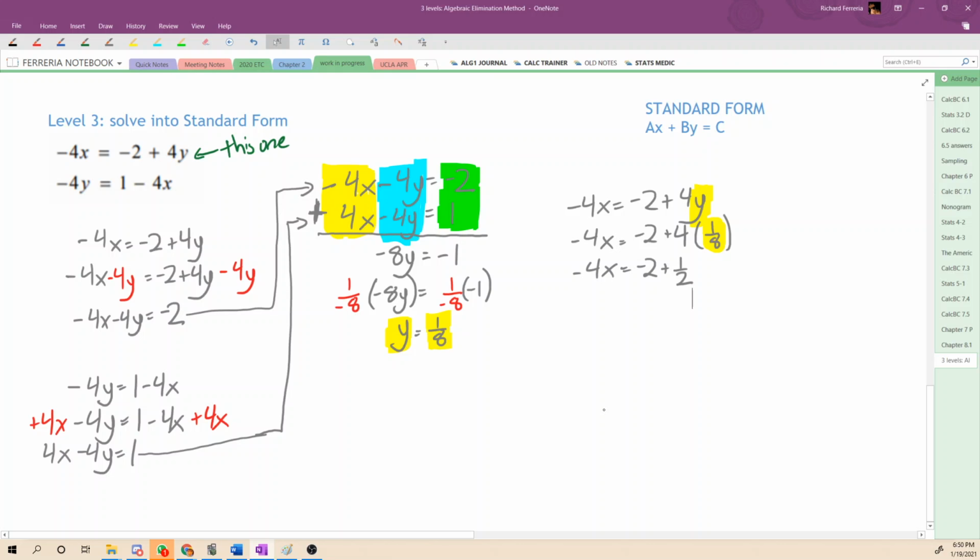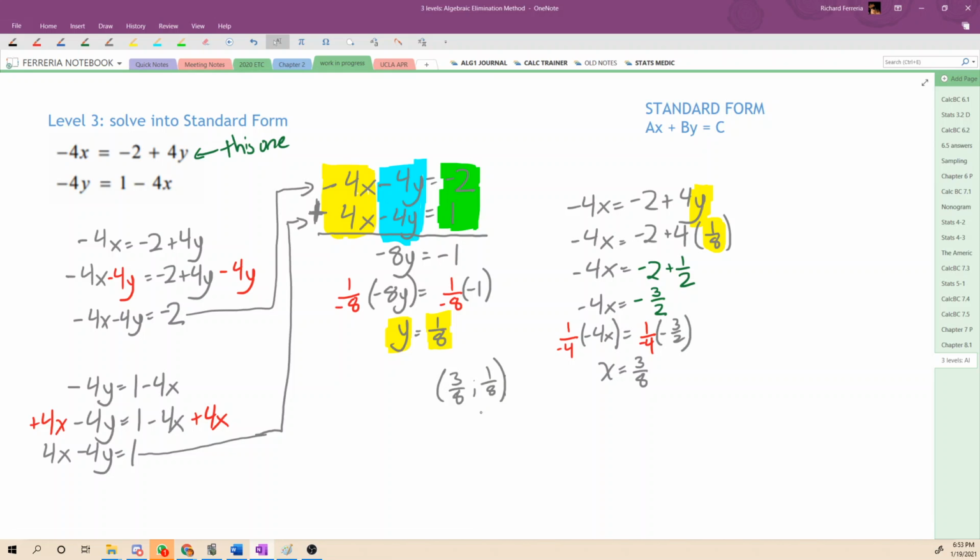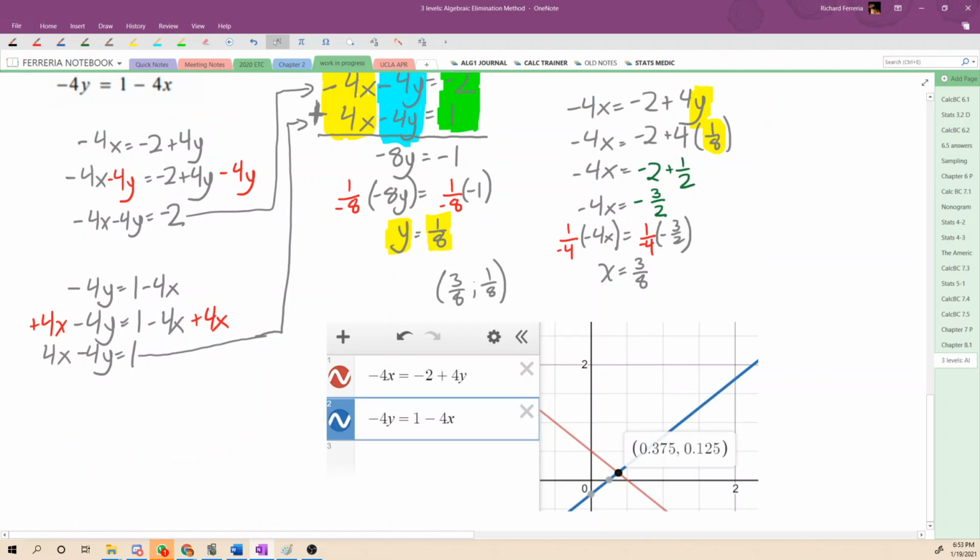That gives me negative 4x equals negative 2 plus 1/2. 4 multiplied by 1/8, or 4 divided by 8, is 1/2. Negative 2 plus 1/2 is negative 3/2. Divide both sides by negative 4, and x is equal to 3/8. This means my solution is 3/8 and 1/8. And this solution is verified using the graph.